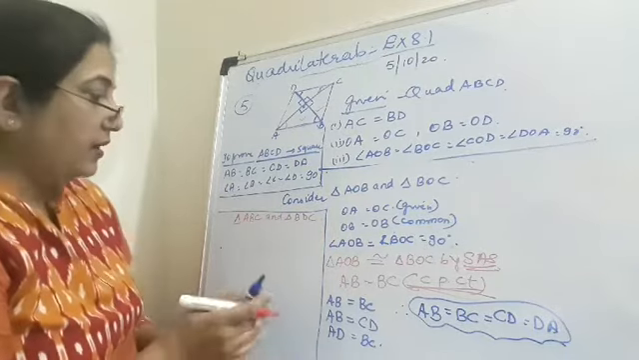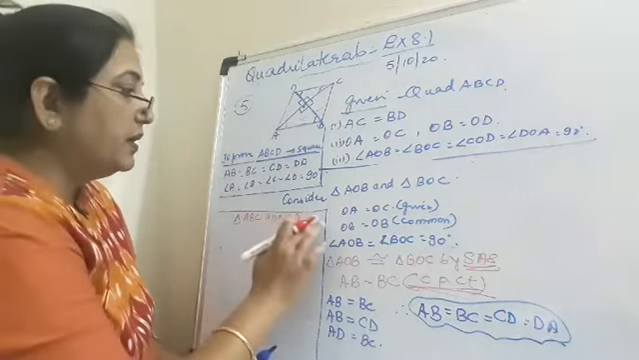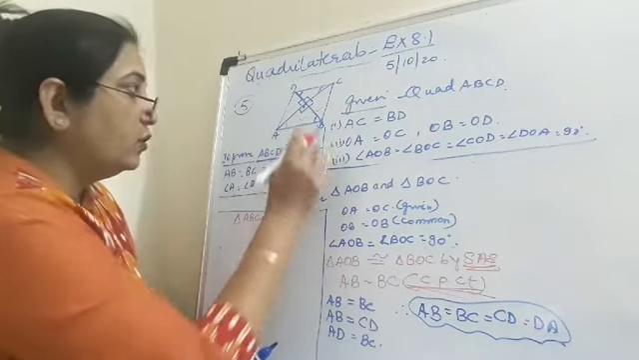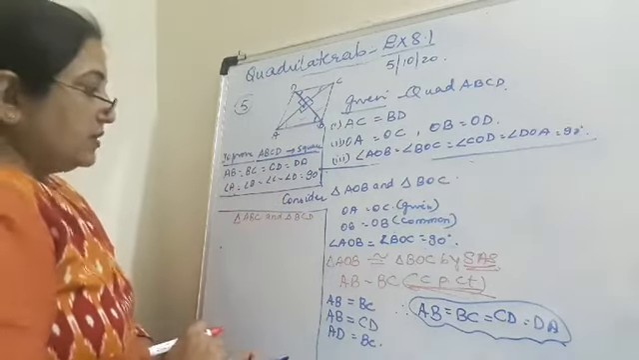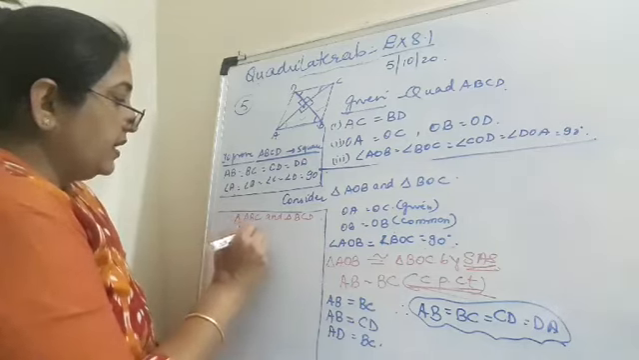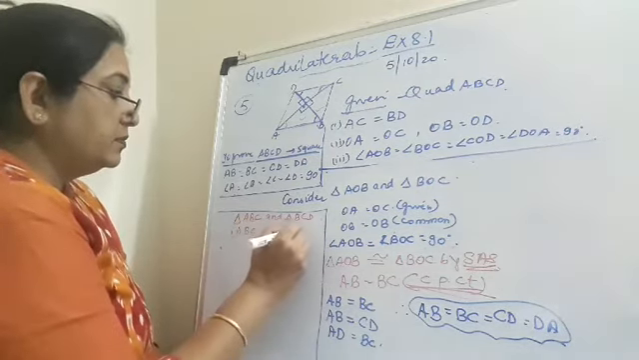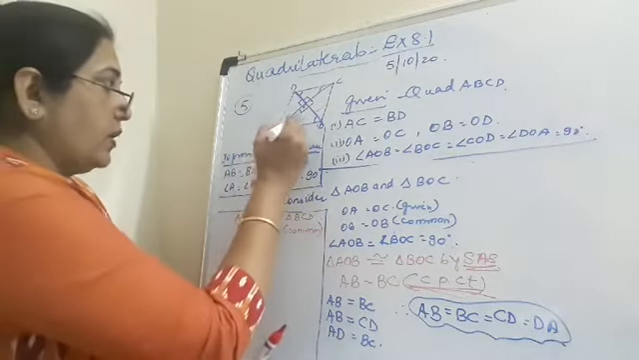Okay, triangle ABC and triangle BDC. Not BDC, I will write BCD. I will go in this complete, cyclic order. So we now say that, first part, BC is equal to BC, common.